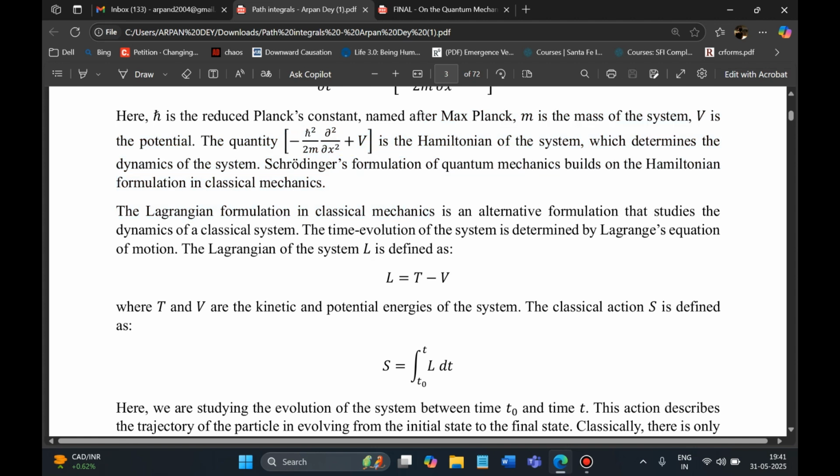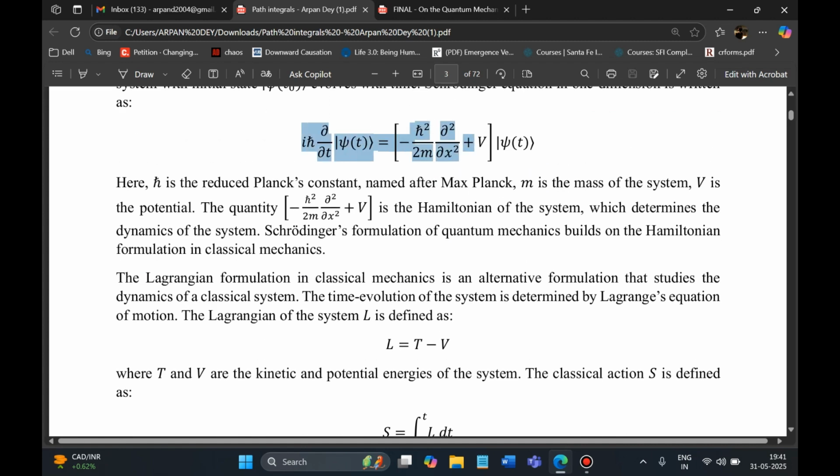So now the primary motivation behind the path integral formulation of quantum mechanics is that we already have a quantum mechanics, Schrodinger's canonical quantum mechanics, that is based on the Hamiltonian. And in classical mechanics, we have two equivalent formulations. One is the Hamiltonian formulation, one is the Lagrangian formulation.